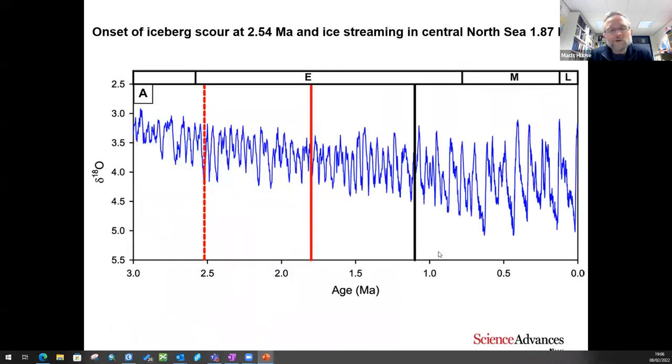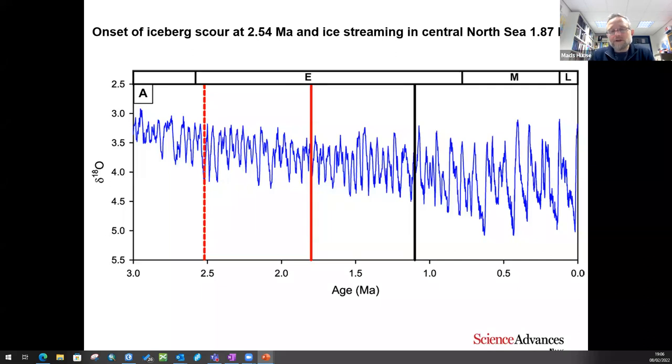Okay, so then we come to a sort of summary. The earliest glacial evidence is at the dashed red line in relation to the oxygen isotope record. We then had many, many episodes of iceberg scour marks in the North Sea until we get to the solid red line, which is when we get the first evidence for grounded glaciation in the central North Sea. So this is on the bottom of a 300 meter deep basin.